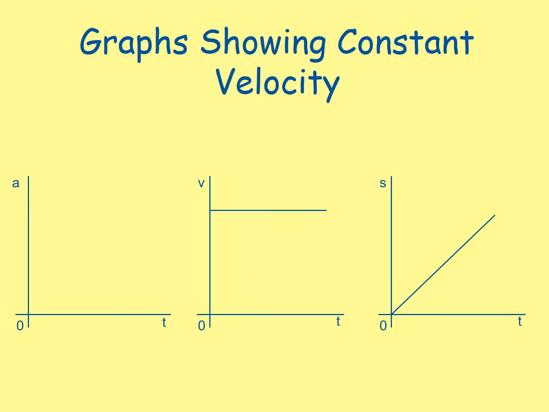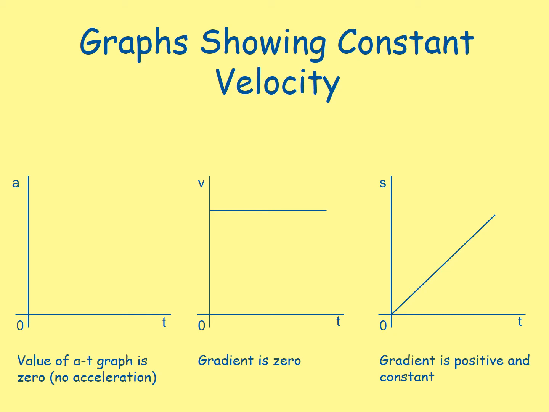Here are three graphs showing constant velocity. The first is an acceleration time graph, and if there is a constant velocity, that means there is 0 value on our AT graph, i.e. no acceleration. For our velocity time graph, we have a 0 gradient, and for our displacement time graph, we have a positive gradient, which is constant.